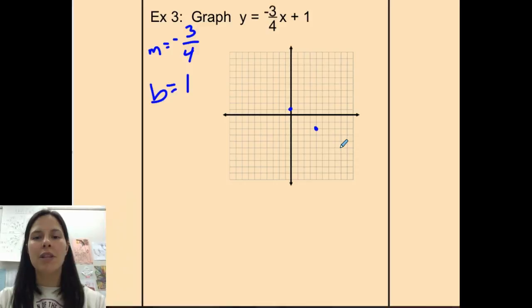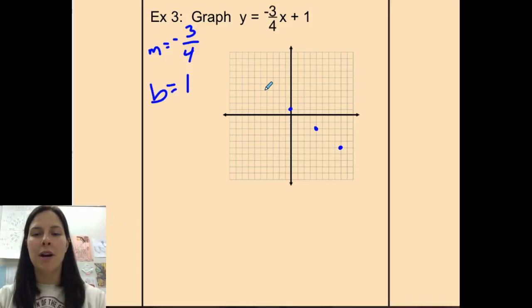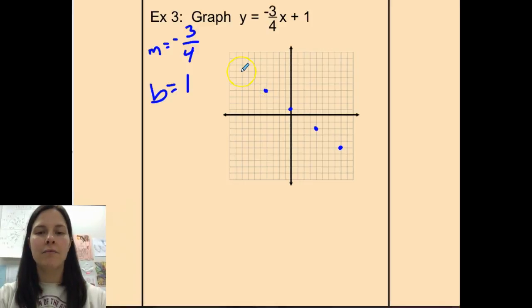Another way to remember this, when you're done graphing your line, if your line is rising from left to right, then your line has a positive slope. If your line is falling from left to right, then your line has a negative slope. We can also treat the 3 like it's positive and go up 3, and treat the 4 like it's negative and go left 4.